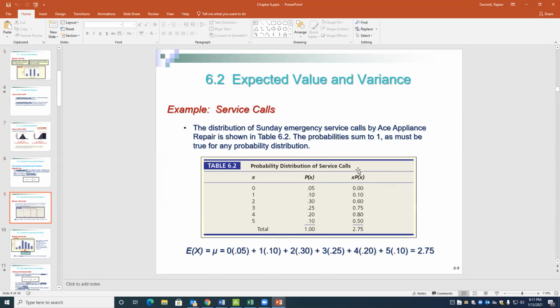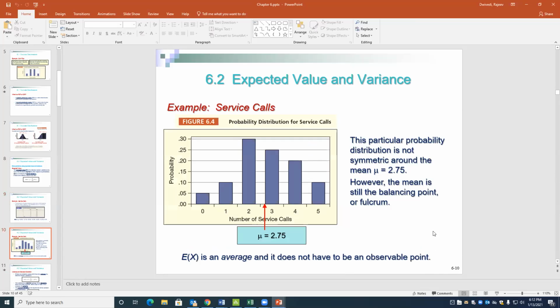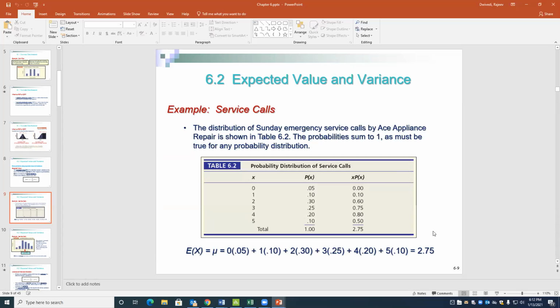Expected value is the sum of all, so basically multiplying x with the probability of x and then summing all of them. That is called mu, or that is called expected value. So first you can understand these concepts.